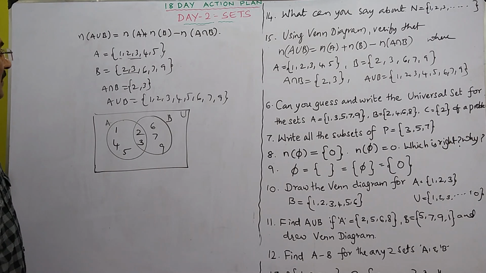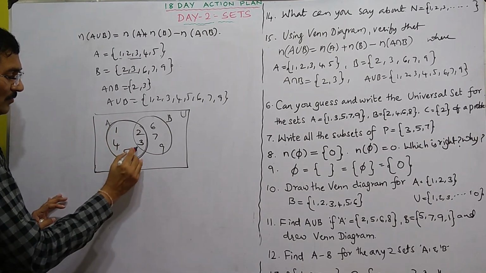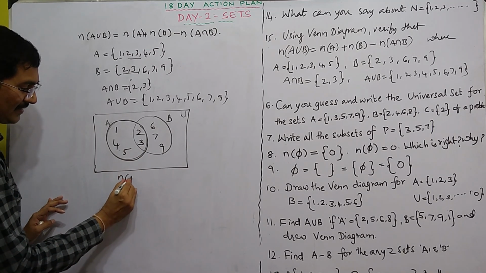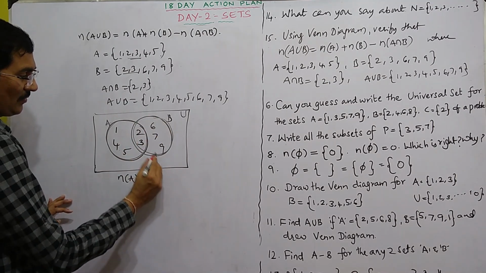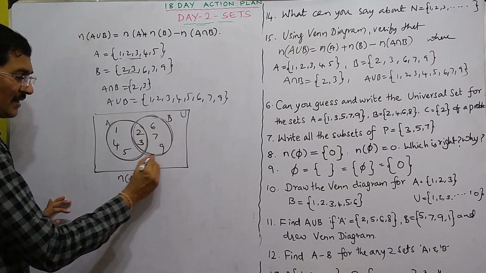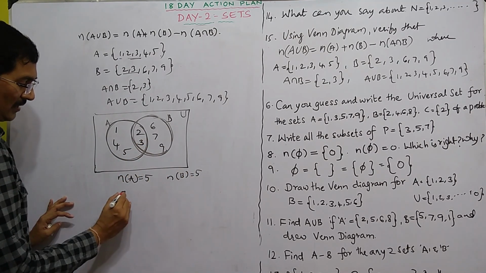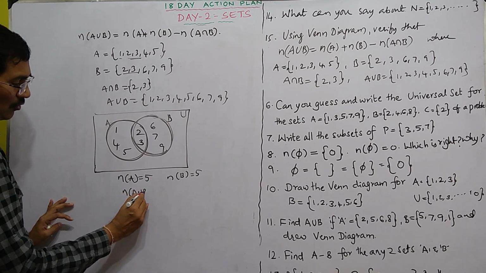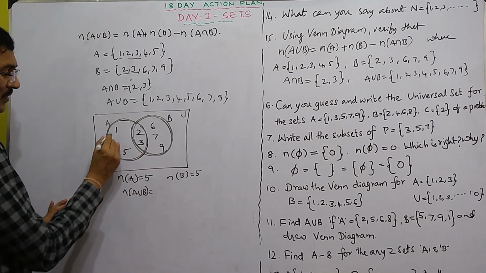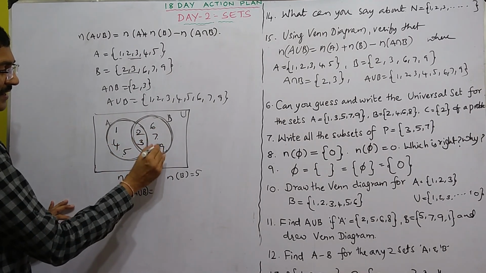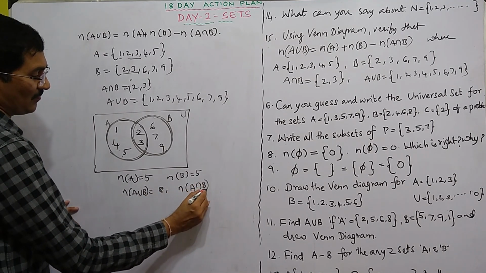So this is done. Now, how many elements are present in A? 5. So n(A) is equal to 5. How many elements are present in B? 1, 2, 3, 4, 5. So n(B) is equal to 5. Now n(A union B) is equal to how much? A union B means all together, united together. So let us count all these: 1, 2, 3, 4, 5, 6, 7, 8. So it is 8. Now n(A intersection B) is how much?